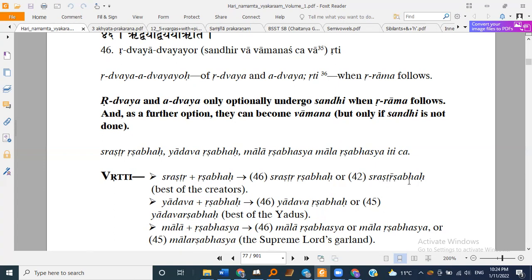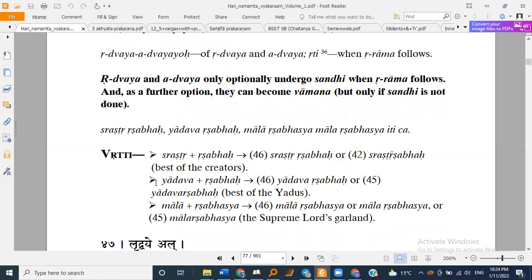Okay. Then same here, Yadava Yukta Rishabha. If we have one of the Advayas followed by Vamana Rirama, then optionally we will do Sandhi, which means one time there will be no Sandhi. And one time when we do Sandhi, then we will apply Ridvaya Ar, because Advaya is followed by Ridvaya. So we apply Sutra 45, which is Ridvaya Ar, and we get Yadavar Shabha.